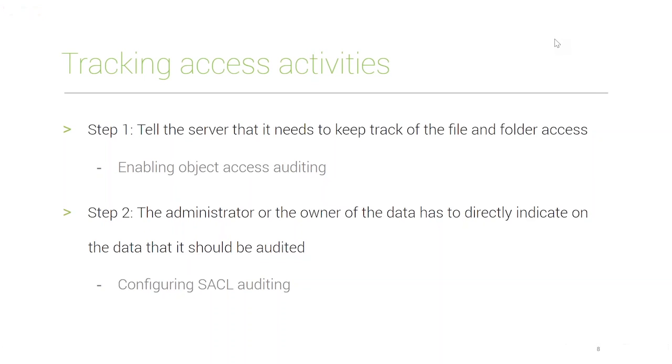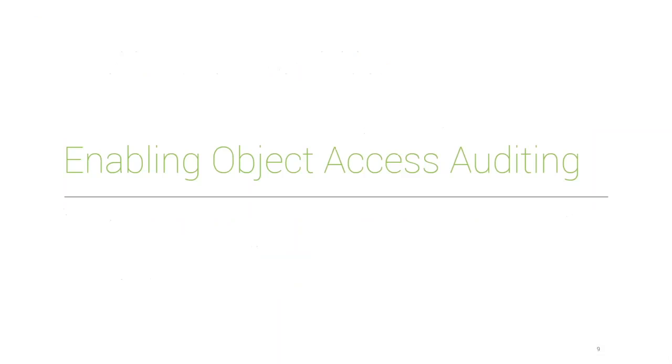Hopefully you're not having any difficulties with defining the access control list. So now that we are done defining the ACL, we need to track the access to the files and folders. And this involves two steps. The first step is to tell the server that it needs to keep track of the file and folder accesses. This is done by enabling object access auditing. The second step is that the administrator or the owner of the data has to directly indicate on the data that it should be audited. And this is done by configuring SACL auditing.